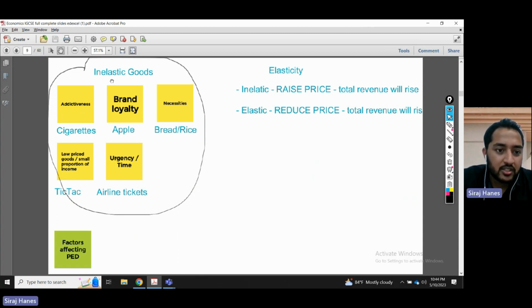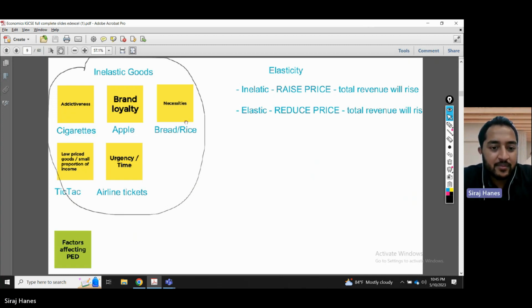First one here, addictiveness. Now I've given some examples here, okay? Cigarettes are addictive. No matter how much they raise the price, people continue to buy it. Maybe a small proportion stop, but the majority continue to buy it. So the degree of addictiveness: the more addictive, the more inelastic; the less addictive, elastic. Brand loyalty. We all know the Apple fans out there. No matter how much Apple raises their prices, these Apple fans continuously go and buy it. Yeah, brand loyalty.